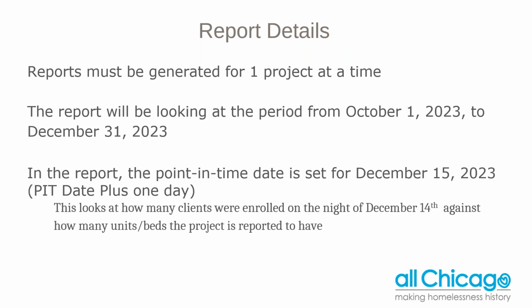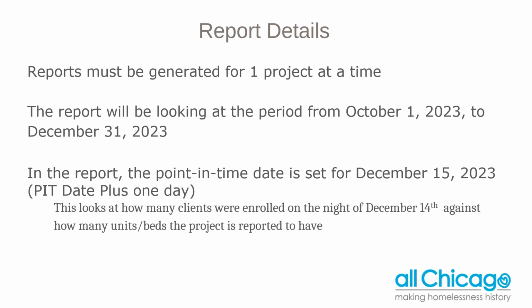So to go over the report details, reports must be generated for one project at a time. So if you have 4 projects at your agency, you should generate 4 data quality reports out of business objects. The reports will be looking at the period between October 1st of 2023 through December 31st of 2023. So Q4 of 2023.